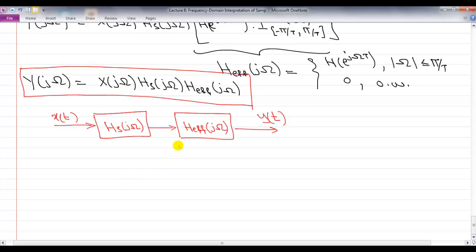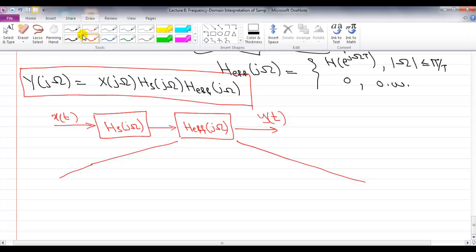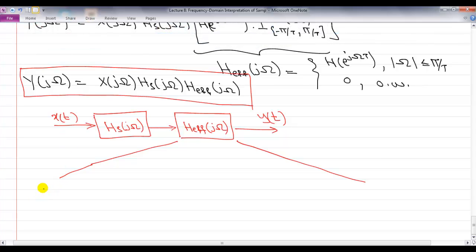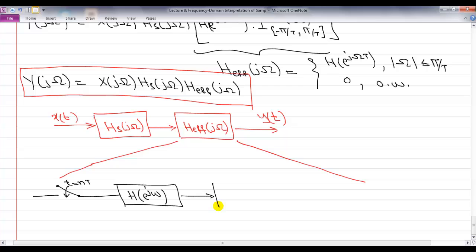Now let's try expanding that. What was that equal to? If you remember, that was equal to this sampling, t equals nT. That was it. Then we had this filter H of e to the j omega, and then we had this conversion to impulse train.